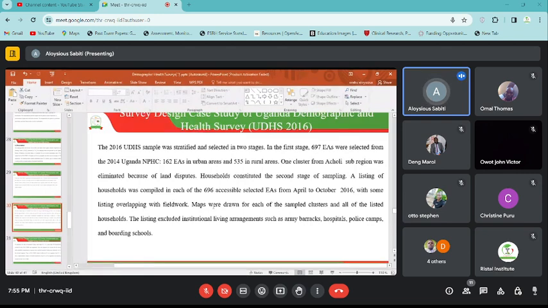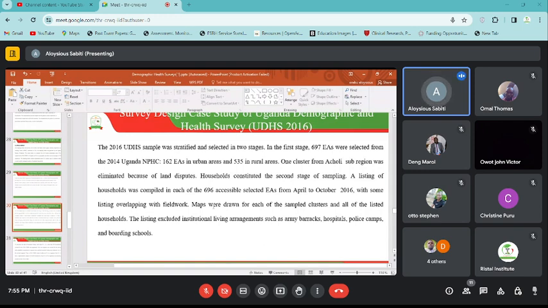In the first stage, 697 enumeration areas were selected in the National Population Health Census. Then 162 in urban areas, 535 in rural areas. So the clusters are written as in there. We're just giving a brief as a case study. However, when the notes are shared, you'll be able to go further and understand what happened.